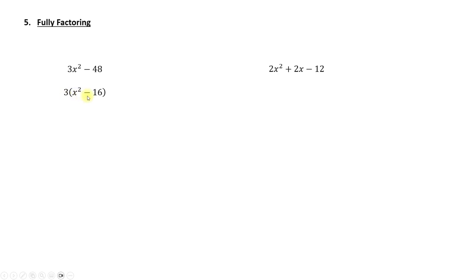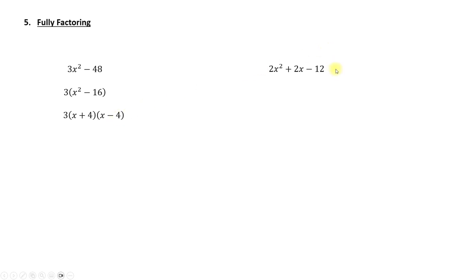Then we have an x squared minus 16. Now we look inside the brackets and see if we can factor this any further. Well, this happens to be a difference of squares situation. This is a perfect square, this is a perfect square, and it's separated by a negative sign. So we can say 3 bracket x plus 4, x minus 4. And this is our fully factored form.